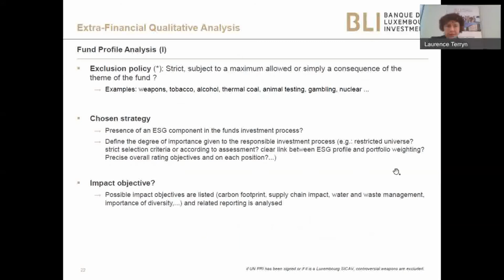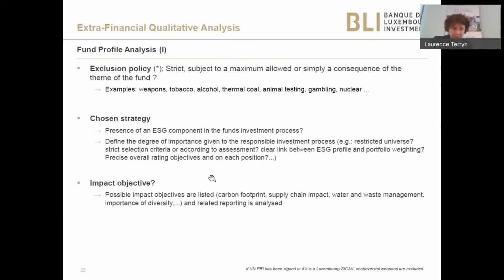If we go now into the fund itself, we have different points we also check in detail. The first one, again, is the exclusion policy. Besides the global exclusion policy of the company, is there some specific exclusion criteria for the fund? Note that the controversial weapons are excluded directly for Luxembourg CCAR. Besides that, are there other criteria, such as other weapons, tobacco, alcohol, thermal coal, animal testing, gambling, nuclear energy, and so on? Is there an official maximum allowed, or is it simply a consequence of the theme of the fund? You can imagine health care funds, normally no direct investment in fossil fuel energy, for example.